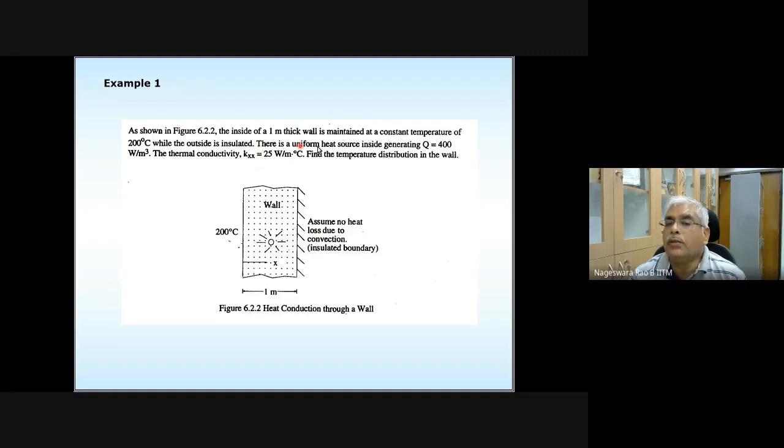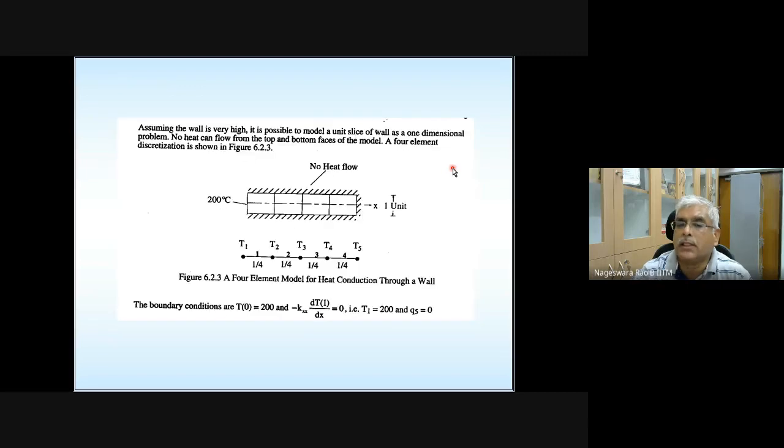There is a uniform heat source inside generating heat. What is the value of Q inside? That is given. Thermal conductivity, depending on the material of which this wall is made, is given. Find the temperature distribution in the wall. How the temperature distribution is going to be across the 1 meter thickness.